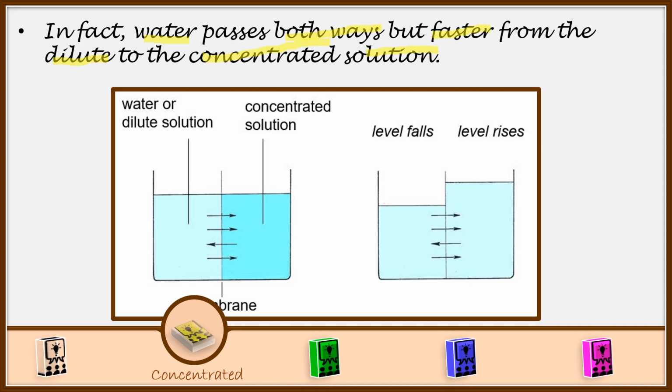We have seen that water moving from the concentrated to the dilute is less compared to the water which is moving from the dilute into the concentrated solution. You can see that we have a lot of water moving from the dilute to the concentrated solution compared to the water moving from the concentrated to the dilute solution. So the water movement is a two-way flow, but it is faster from the dilute to the concentrated solution.